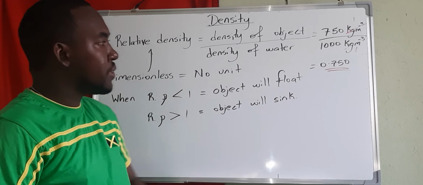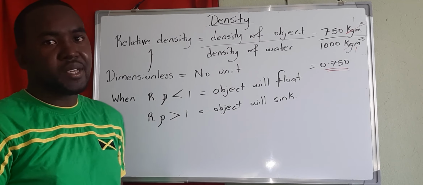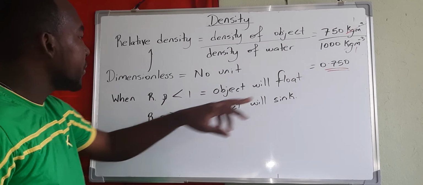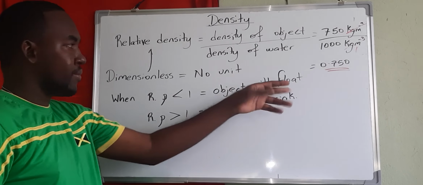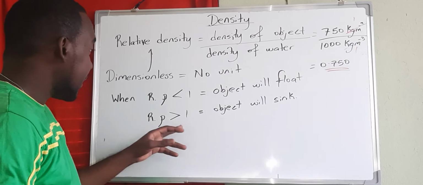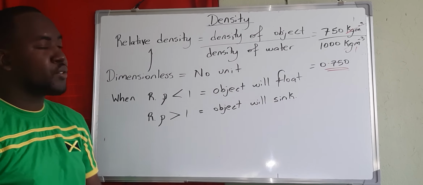So if you find the relative density of the object compared to the liquid that you want, if that value is less than 1, then it's going to float. If it's greater than 1, then it's going to sink.